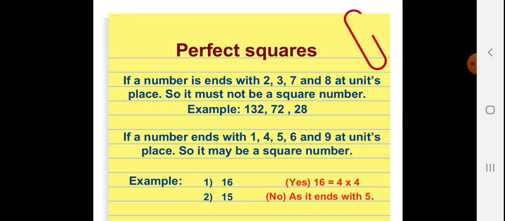On the contrary, if a number ends with 1, 4, 5, 6 or 9 at the units place, it may be a perfect square. Example: 16, the unit digit is 6, and it is the perfect square of 4 into 4. Now 15, 5 is the unit place. So according to the rule it should be a perfect square, but here it is not a perfect square.